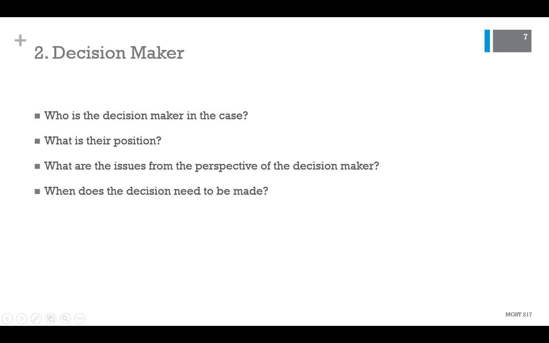Now, the second part is the decision maker. Who is the decision maker? What is their position? What are the issues? So let's take a look. In this case, who is the decision maker? Eric. What's their position? Well, he's a graduating senior. What are the issues from the perspective of the decision maker? Well, we'll take a look at those in terms of what's important to Eric.